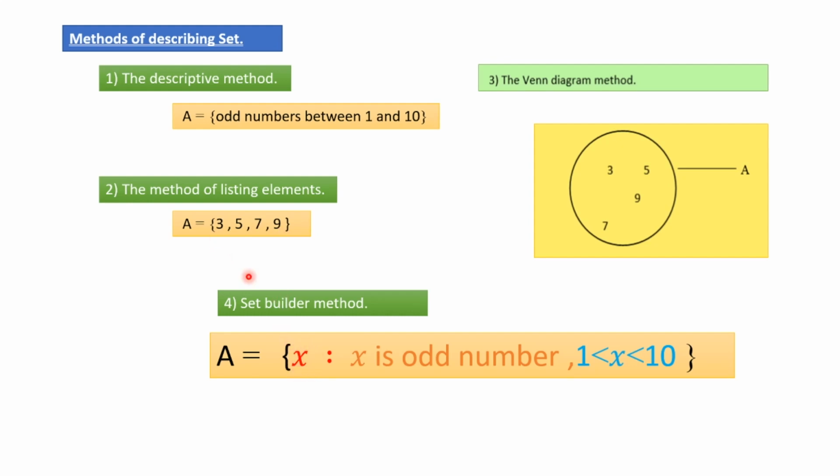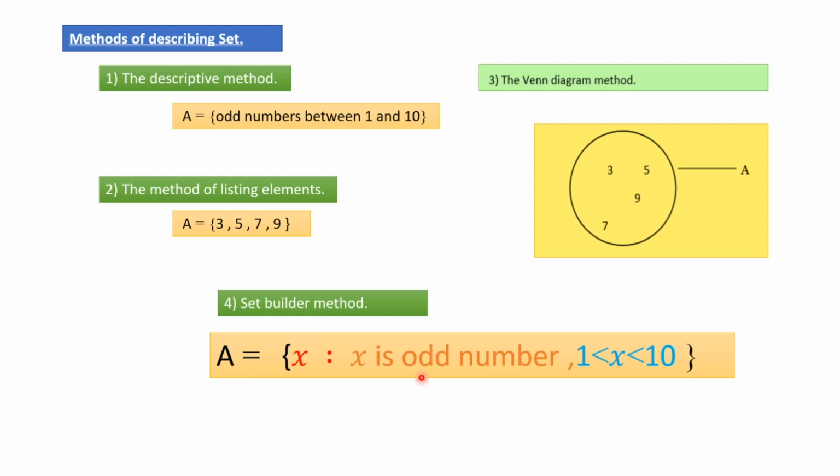So x can be 3, x can be 5, x can be 7, x can be 9. So there are 4 elements here. I symbolize them by one letter. So if you want to use y here, you can use y. If you want to use z here, you can use z. If you want to use a here, you can use a.